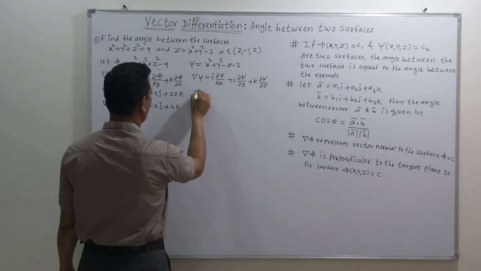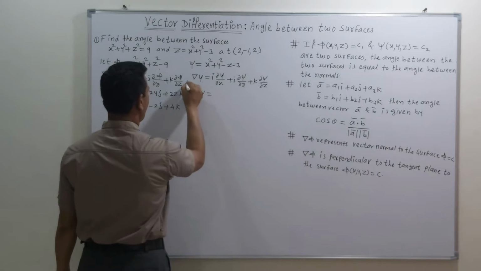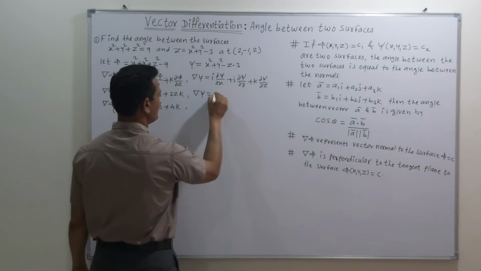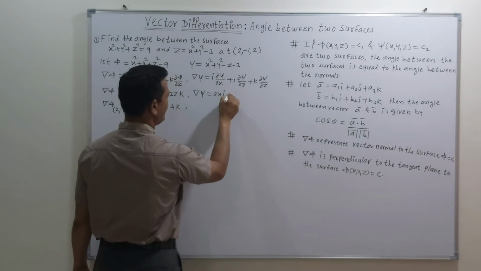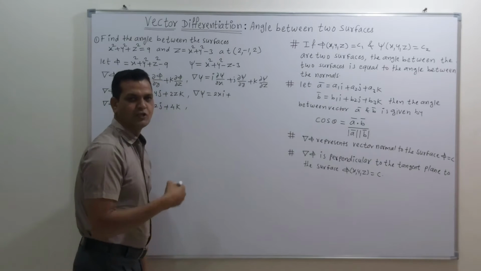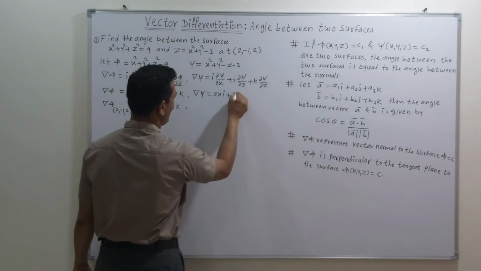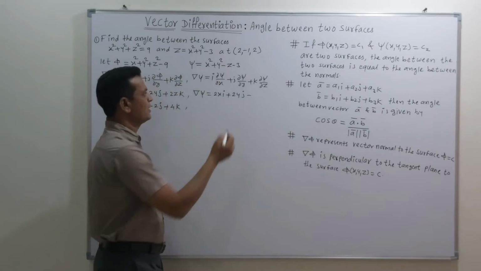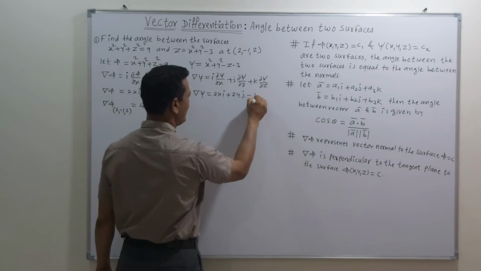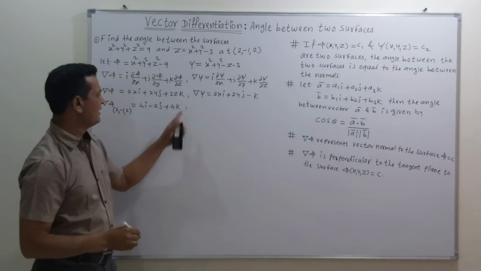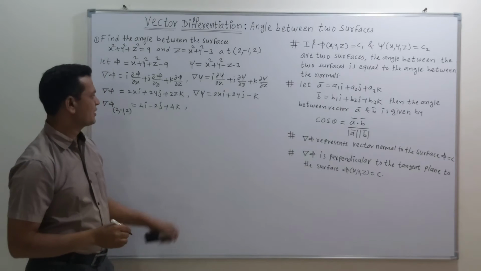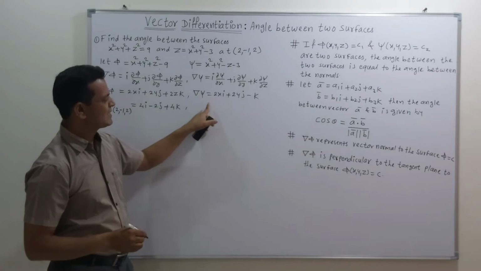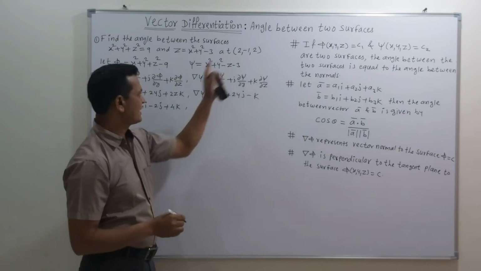Now find out the value of del psi, that means find out the partial derivative of psi with respect to x. So this value is 2x i, then plus the partial derivative of psi with respect to y, so this is 2y into j, then the partial derivative of psi with respect to z. So the derivative of minus z is minus 1 into k. In this way we get the partial derivative of psi with respect to x, y, z, which is called del psi, and this del psi represents the normal to the second surface.